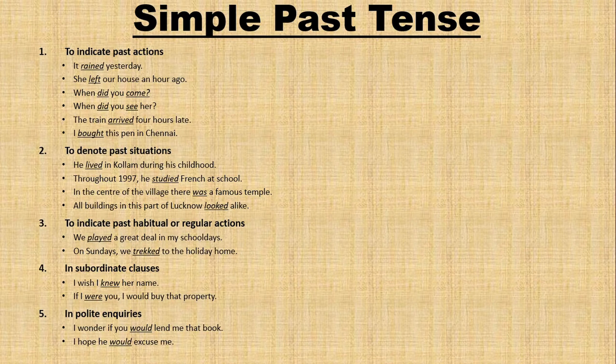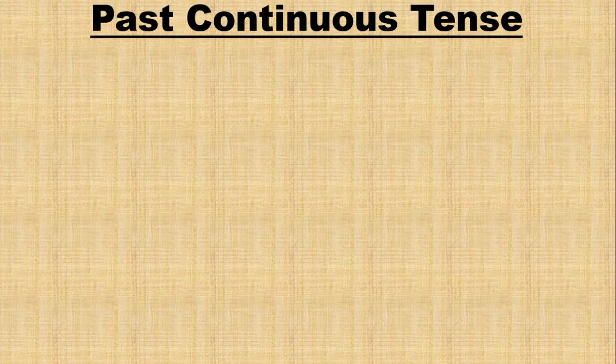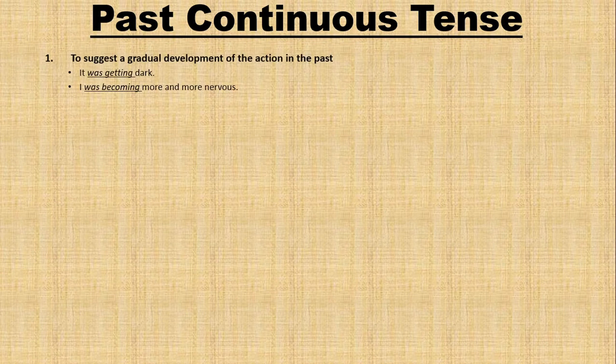So moving forward, let's look at past continuous tense, alright? The past continuous tense is used in 6 different categories. The first one being to suggest a gradual development of the action in the past. Alright, let's look at the examples. It was getting dark. Was getting becomes the past continuous. And I was becoming more and more nervous. Was becoming becomes the past continuous.